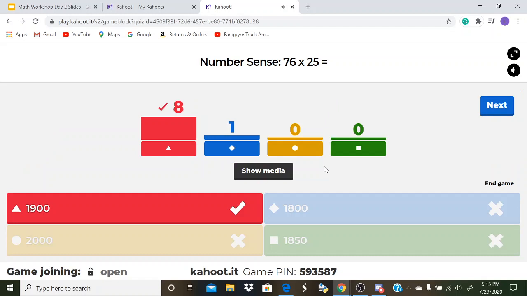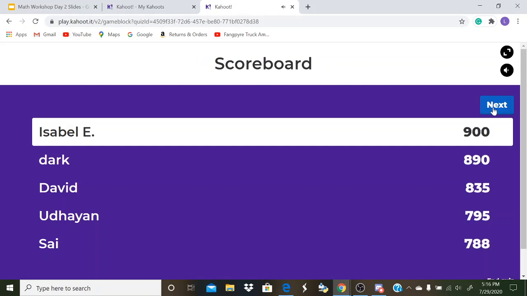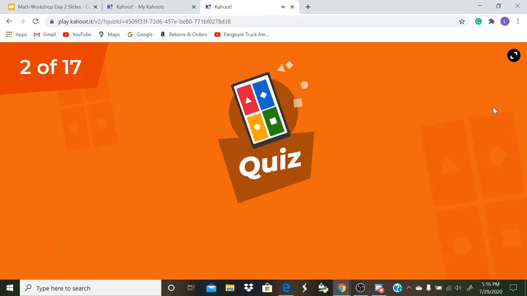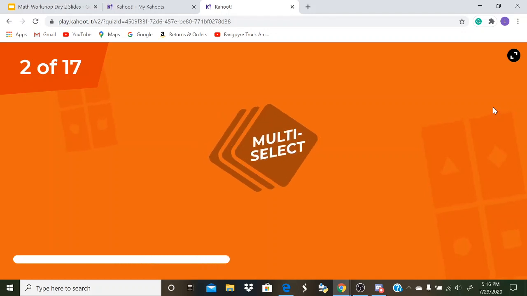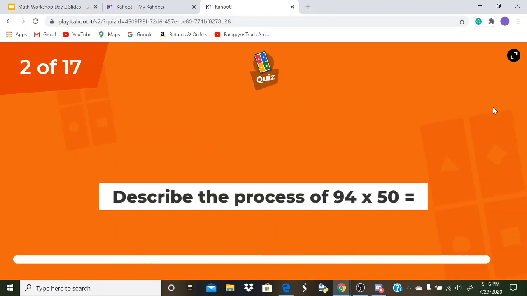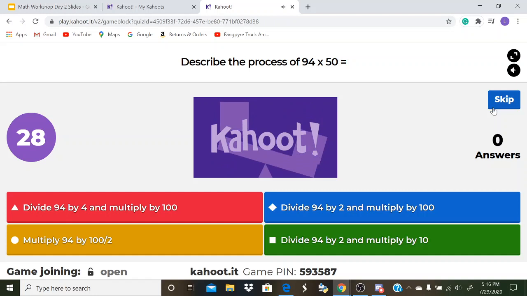It froze. Oh, it's still freezing. Give it a second. Alright, for this one, just divide it by 4, 19 times 100. Okay. It's loading. Oh no, it's good. Yeah, good job. Nice job. You can choose multiple answers for this. Yeah, multi-select.